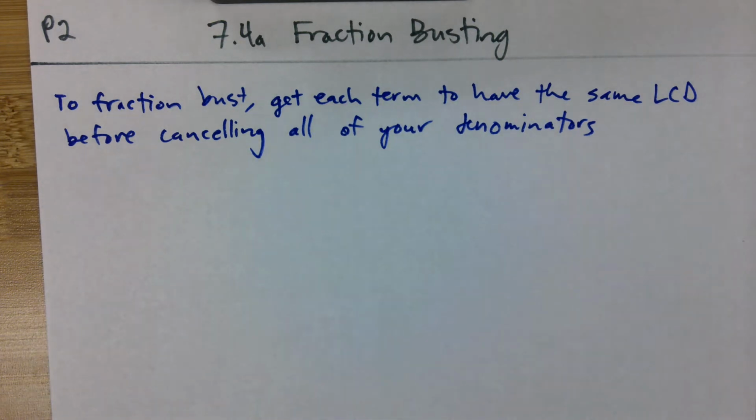But fraction busting is essentially just the process of getting each of our terms in an equation to have the same lowest common denominator or least common denominator. Once we all have the same LCD, we can go ahead and cancel all of those denominators so that we don't have any fractions at all. Fraction busting, we're busting the fraction so that it's just a whole number.